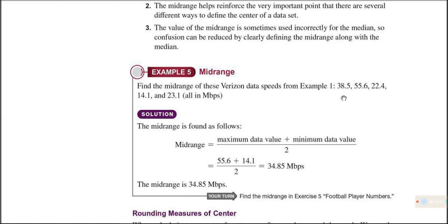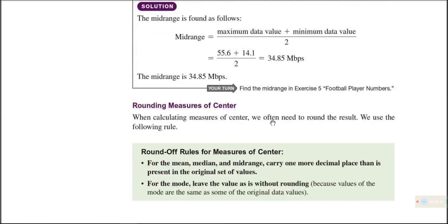This is our data set: 38.5, 55.6, 22.4, 14.1, and 23.1. Ang maximum natin, pinakamataas, is 55.6 at ang ating minimum, pinakamababa, is 14.1. If you add them up, we have 69.7. And 69.7 divided by 2 is 34.85 Mbps.